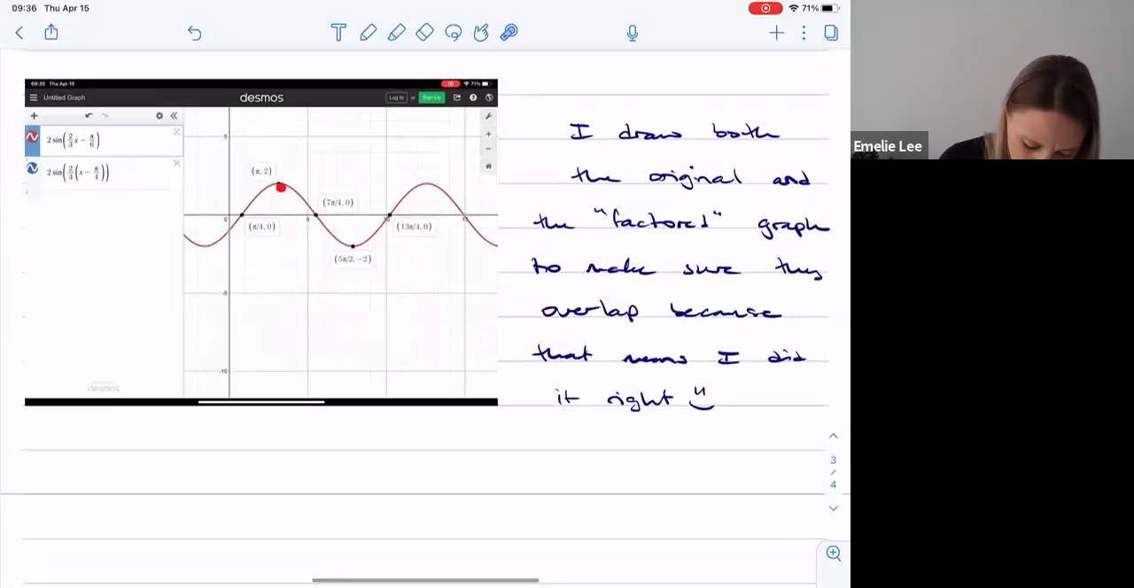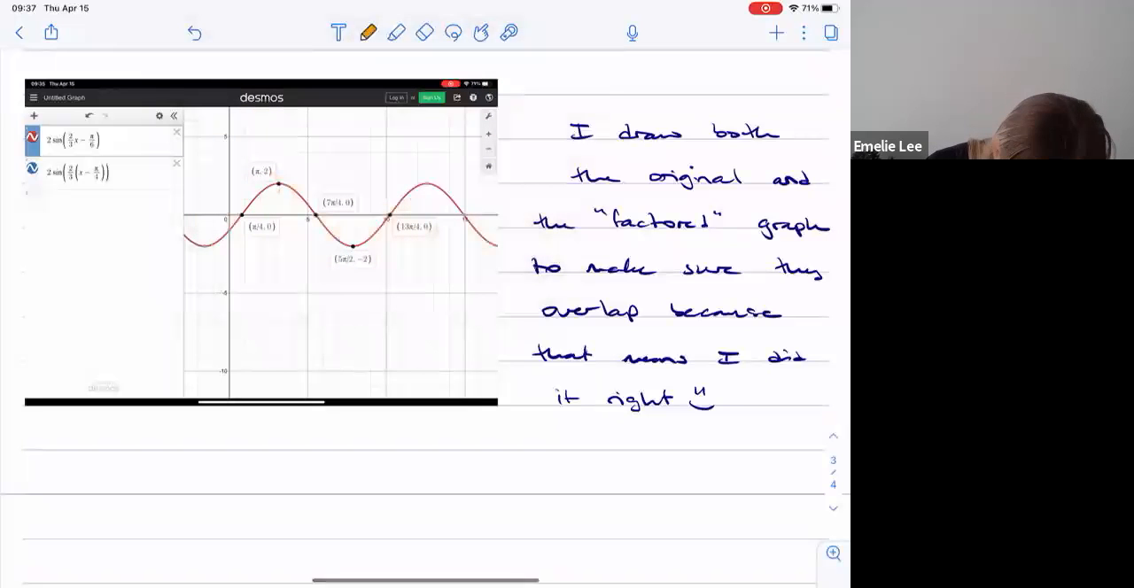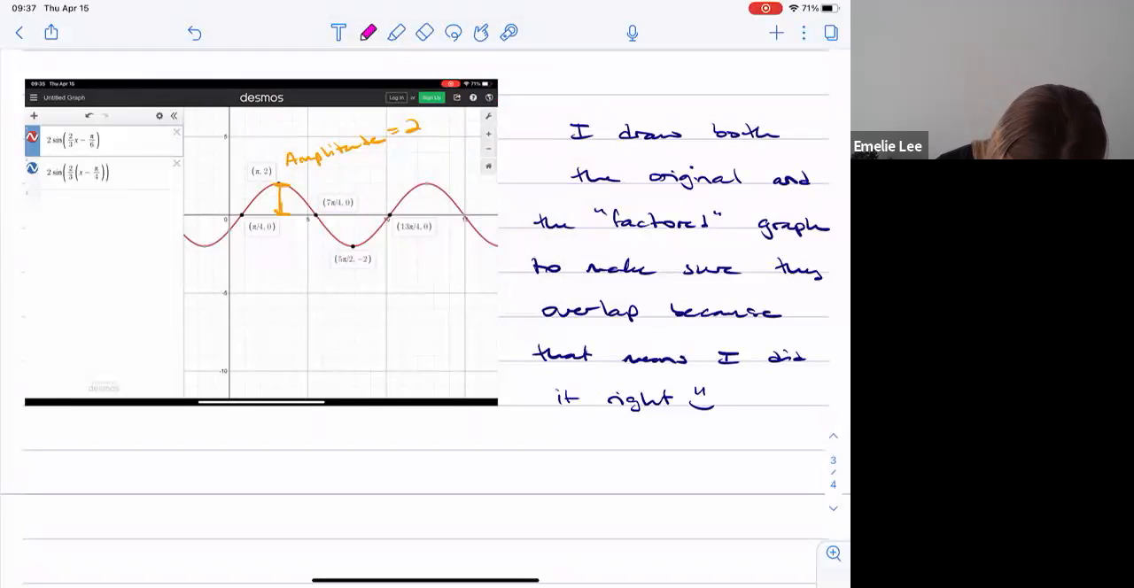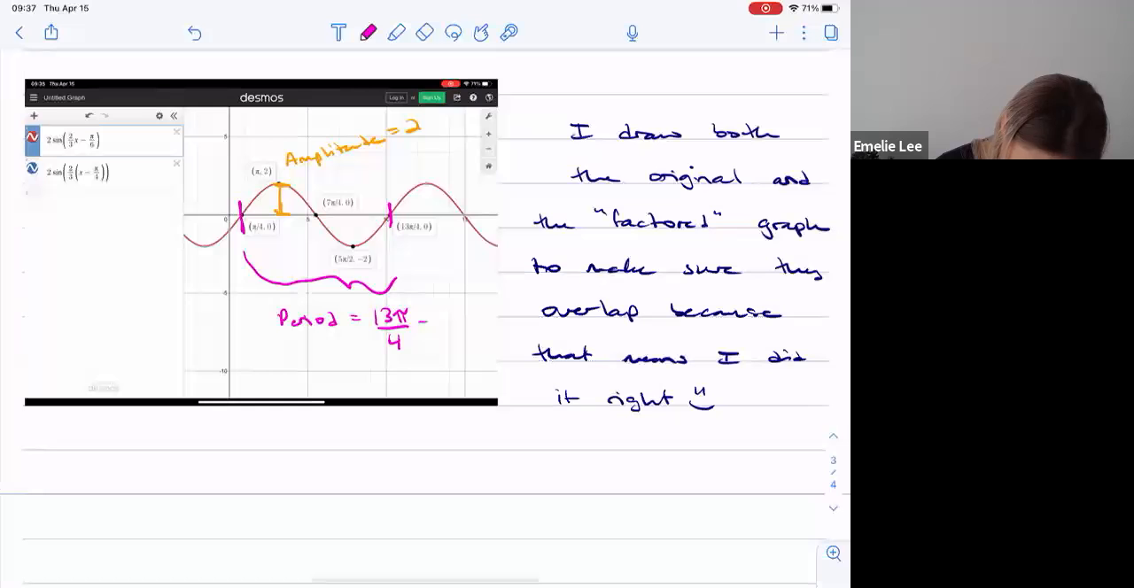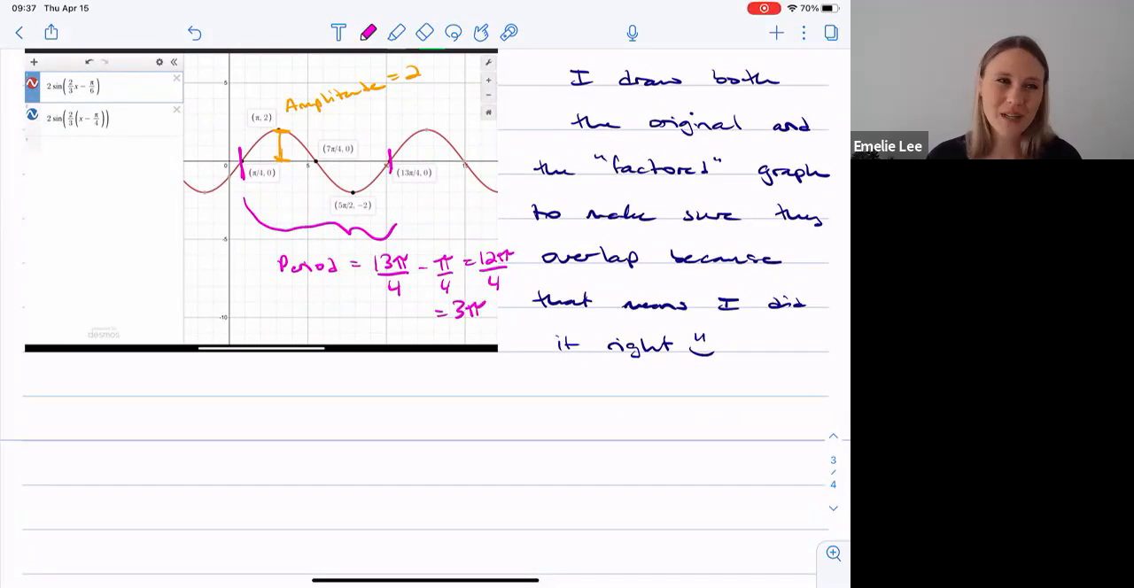Right? And we can check things like, okay, the amplitude is 2, we're going to a height of 2. So here we can check our work, right? And say that here, this distance, the amplitude is 2. The period is this distance here. So the distance between pi over 4 and 13 pi over 4, the period, 13 pi over 4 minus pi over 4 is 12 pi over 4, which is 3 pi. Right, 12 over 4 is 3. Okay, so good thing, looks good so far.